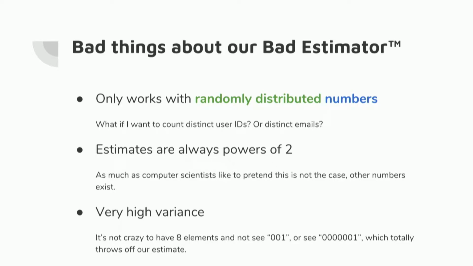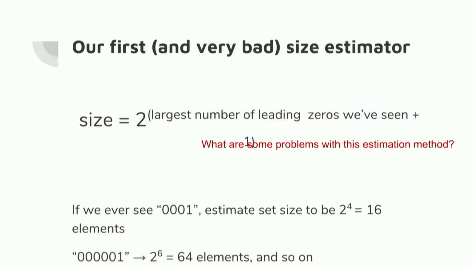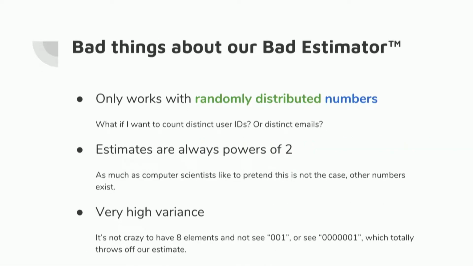Those aren't even numbers, and they're definitely not randomly distributed. So that's an issue there. We're going to have to get around that somehow. Another problem is estimates are always a power of 2. If you look at this formula here, there's no way you don't get a power of 2. And as much as we like to pretend otherwise, other numbers do exist, and we have to account for those. And unfortunately, the worldly folk that we make products for have to get numbers that aren't just powers of 2.